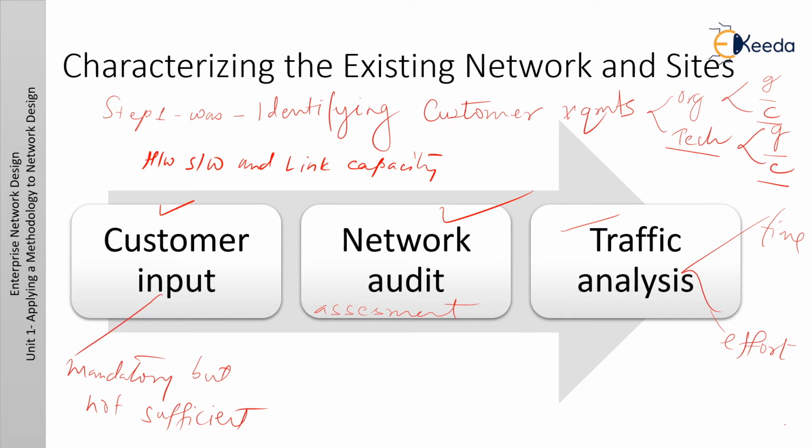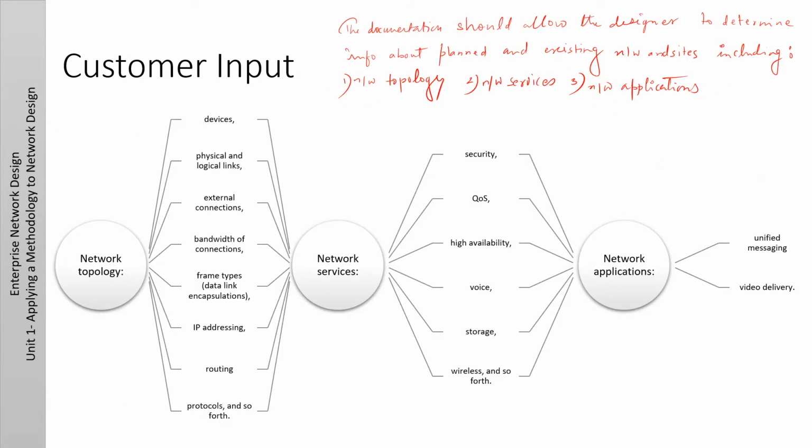Now come to customer input. This is the first step. So we discuss customer input as a whole. Customer input includes all pertinent network and site documentation. This information is very important. It includes site contact information if you are planning to deploy your network in a remote site, and existing network infrastructure from physical documentation and diagrams and site surveys as needed.